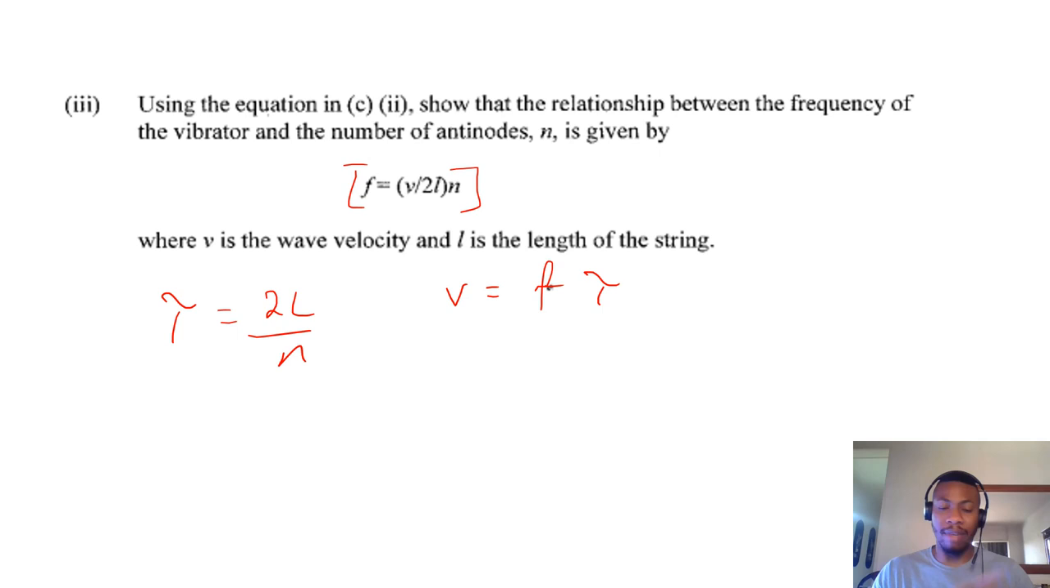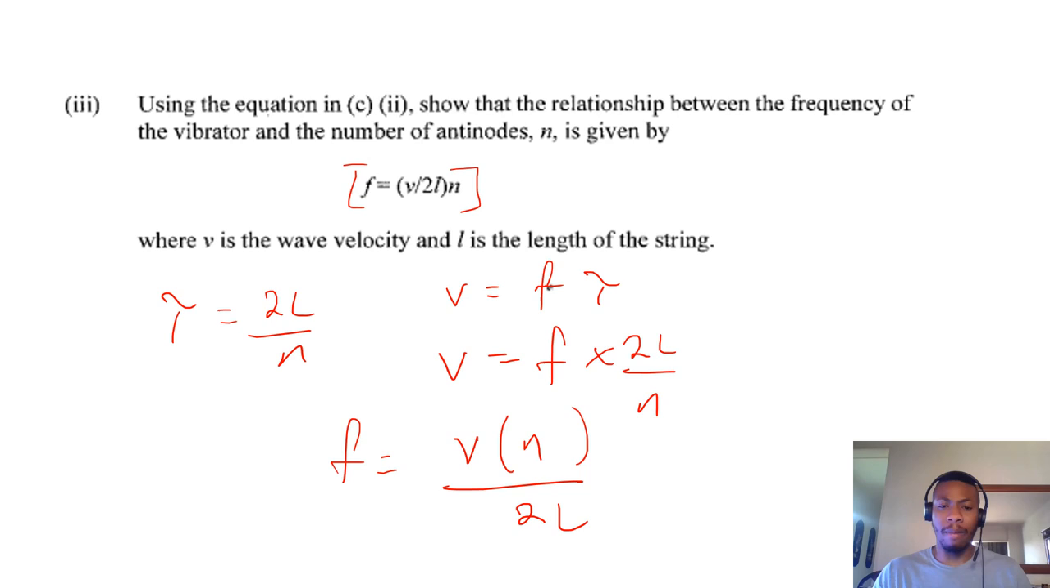And we could then substitute what we know the wavelength is in terms of n and L. So v is equal to frequency times 2L over n. Let's just transpose now and make f the subject. So f is going to equal v times n, and then that will be divided by 2L. At the end of the day, it's the same thing. They just factorize out the n, which we can simply do. It doesn't really change the overall setup, but that would be the equation that they want us to come up with.